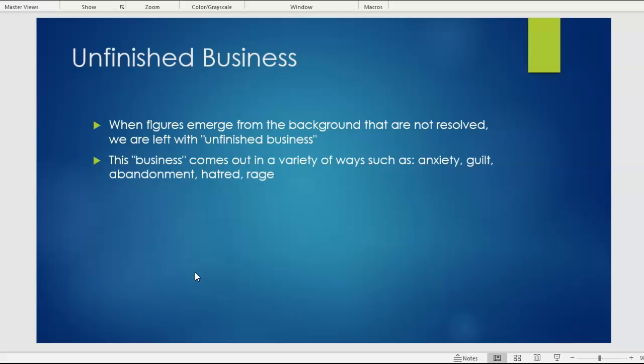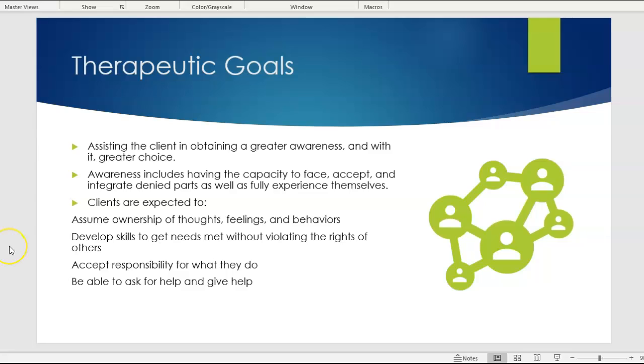And this unfinished business in the past, they think that emerges. The figure, remember the figure from what we talked about before, emerges from the background and it's not resolved, and we're left with what they call unfinished business. So if you see unfinished business and you have a test question or a CPCE, you're going to know that's Gestalt, unfinished business. The business comes out in a variety of ways, such as anxiety, guilt, abandonment, hatred, and rage. Unfinished business and in the now, those are things bringing into the present. Those are things that you're going to hear about in Gestalt. And so you're going to start to be able to recognize which one is which.